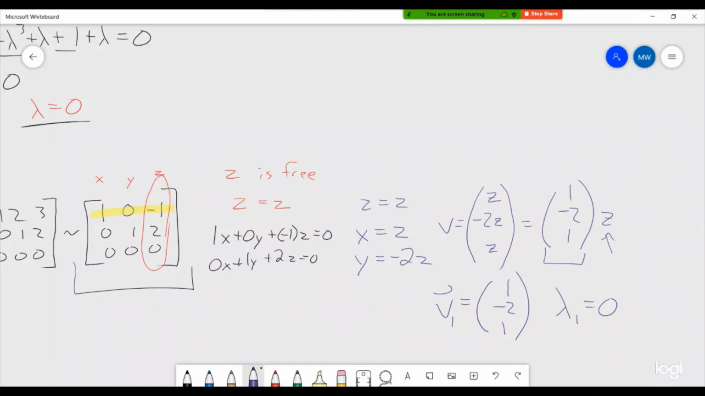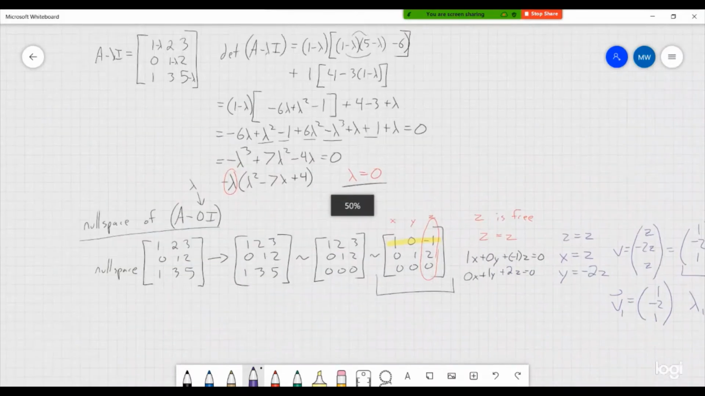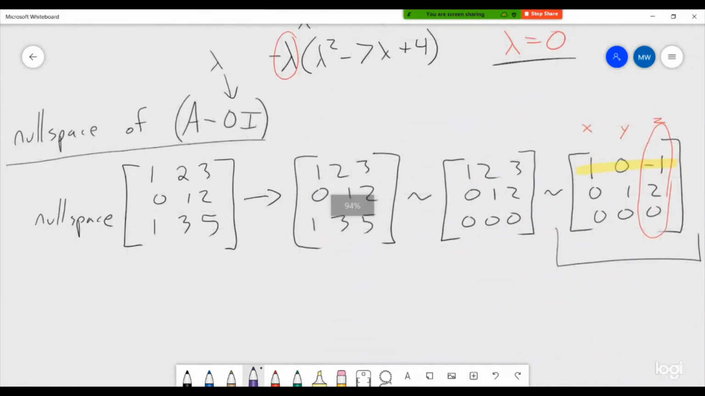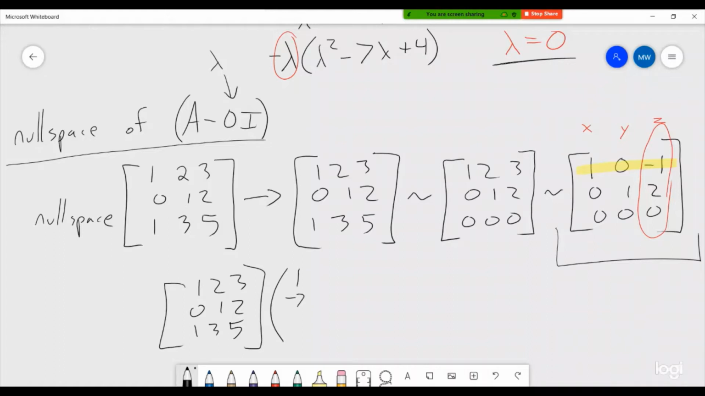And we can go back and check this because that vector, if we go back to our original matrix A, 1, 2, 3, 0, 1, 2, 1, 3, 5, and multiply it by the vector 1, negative 2, 1, you will find that this is going to give you the 0 vector.